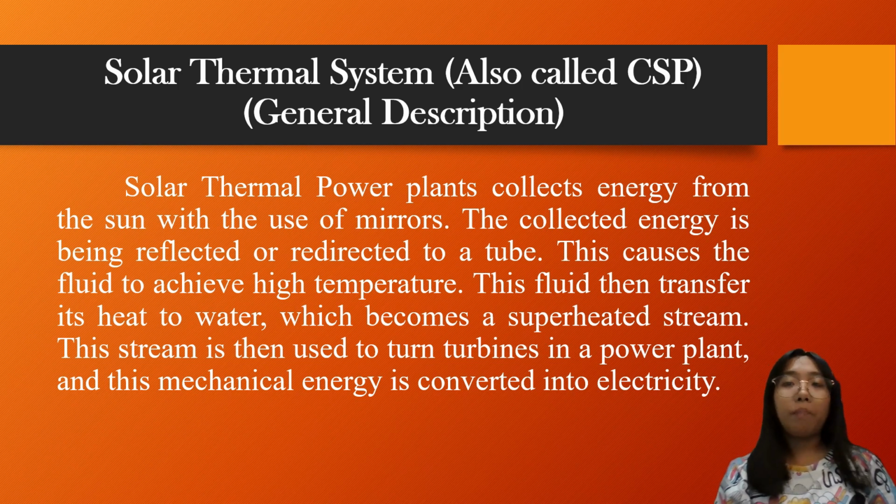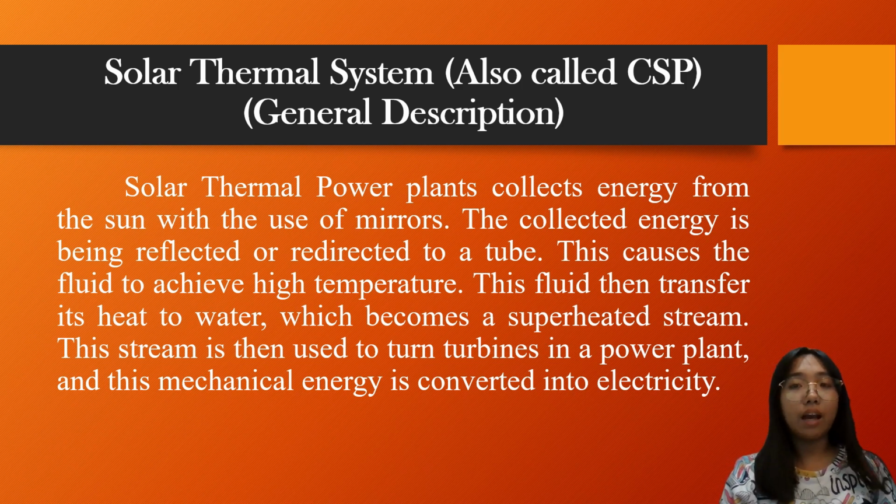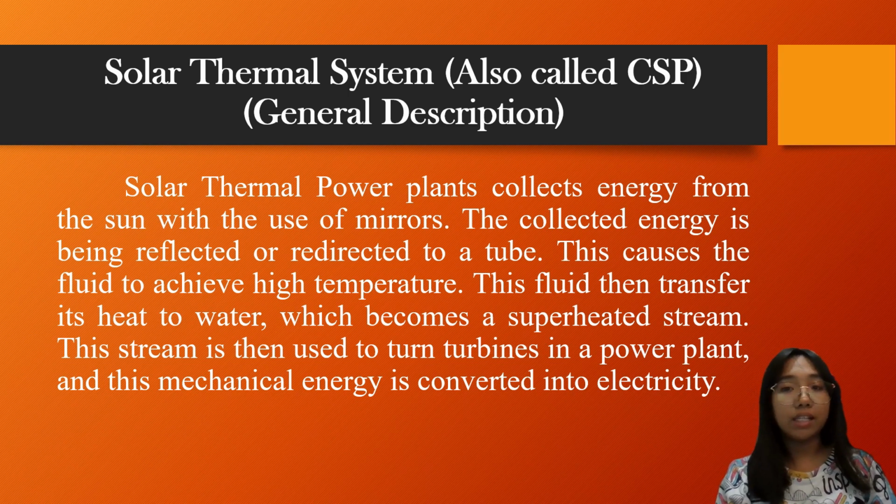All solar thermal power plants collect energy from the sun with the use of mirrors, unlike the photovoltaic system, where what is used to collect energy from the sun is the solar panel. So afterwards, once the energy is collected, it will be redirected or reflected to a tube. Then, the tube contains a fluid inside, and when the energy is redirected inside the tube, the fluid will achieve a high temperature, which is around 400 to 700 degrees centigrade.